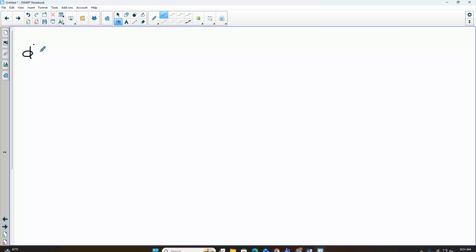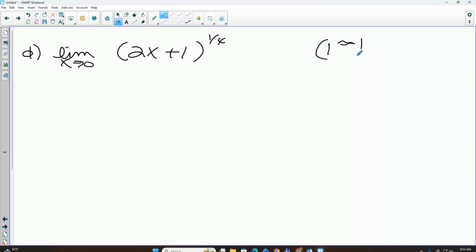Last one. So if I put in 0 right now, I get 1 over 0 is a vertical asymptote, so it's 1 to the infinity. 1 to the infinity is an indeterminate form. We don't know what that turns into.